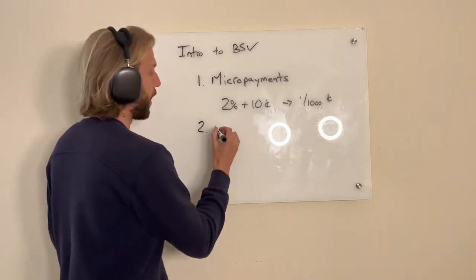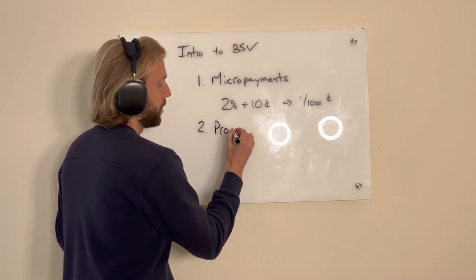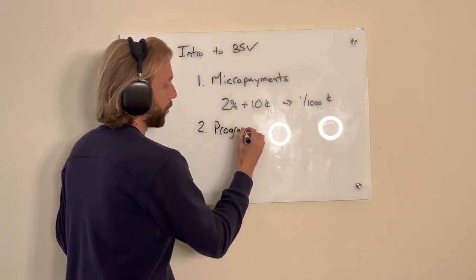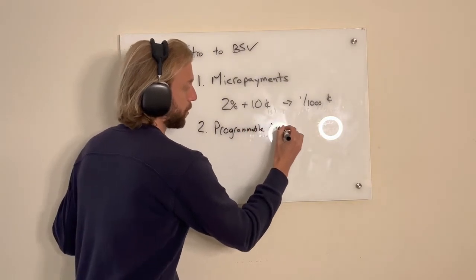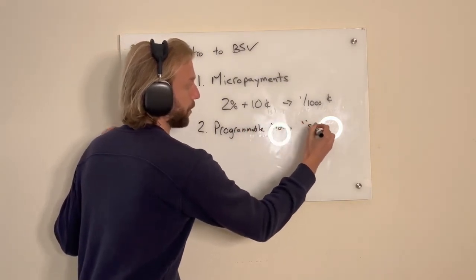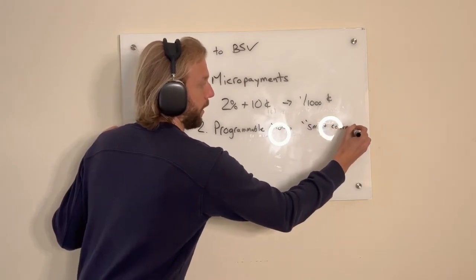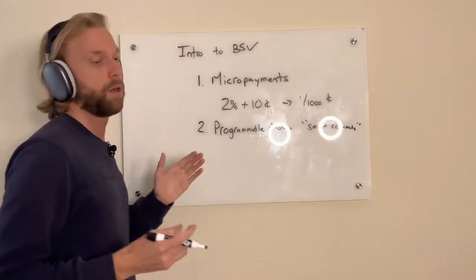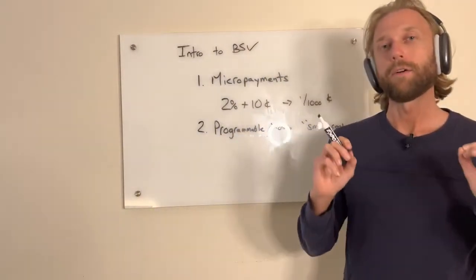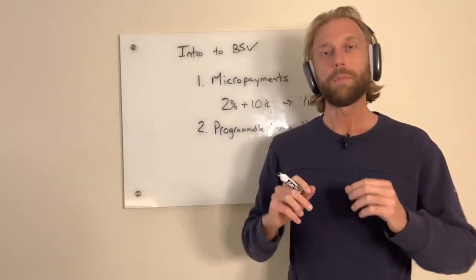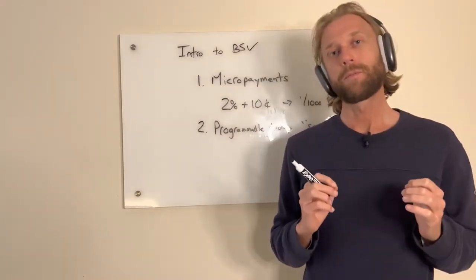Now, the second primary use case that I want to talk about here is the ability to do programmable money, or smart contracts. I prefer the word programmable money because I think it's a little bit clearer, but the term smart contracts is popular. This feature was actually built into Bitcoin from day one. But these opcodes that make it possible were disabled.